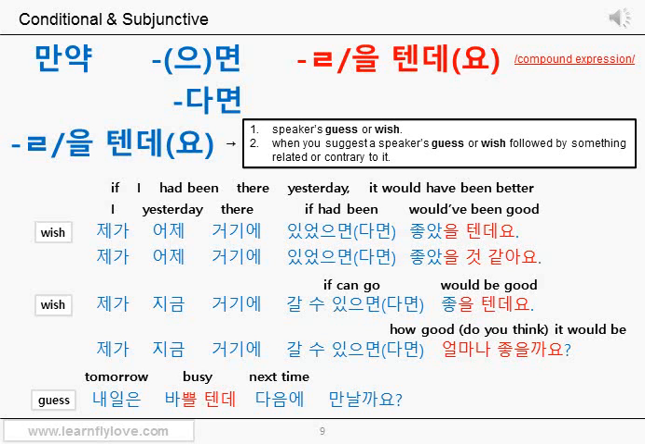다음에. 만날까요? 만날까요 is the combination of the verb 만나다, which means to meet, and the final ending 을까요, which is used to ask the listener's opinion. 다음에 만날까요? Shall we meet next time? 다음에 만날까요? 내일은 바쁠 텐데 다음에 만날까요? You must be busy tomorrow. Shall we meet next time? Like this, 을 텐데 can also indicate your strong guess, and it can also be used in the middle of the sentence.